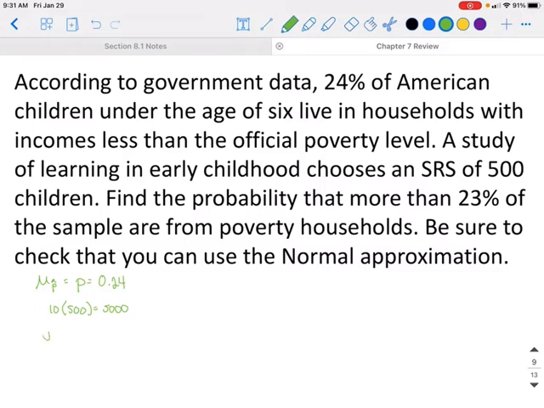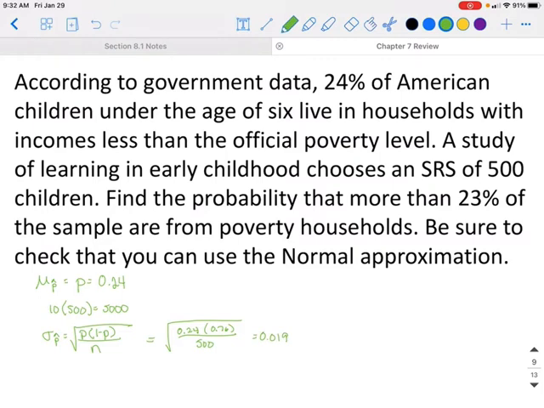So because the 10% condition is met, we can now find the standard deviation, which is the square root of p times 1 minus p all over n, or our probability of success times the probability of failure. In this case, success would be that they are in poverty, failure would be they're not in poverty, over the sample size, which will give us a standard deviation of 0.019.